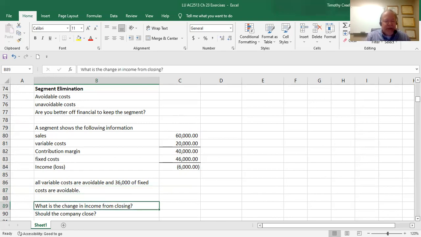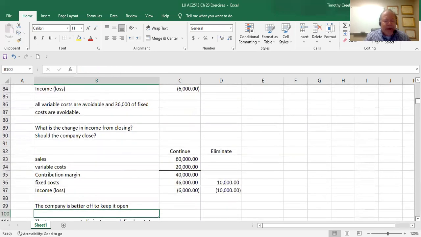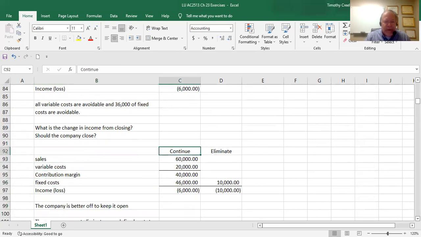So what is the change in income from closing, and should the company close this segment? So we would do a financial analysis and ask, what's going to be the effect on the company's overall financial status if they continue? It's the same numbers as we looked at before, basically a loss of 6,000. But notice that if they eliminate it, they only eliminate 36,000 of the fixed cost. And so there would still be $10,000 of fixed cost out there. So they would have an overall loss of 10.